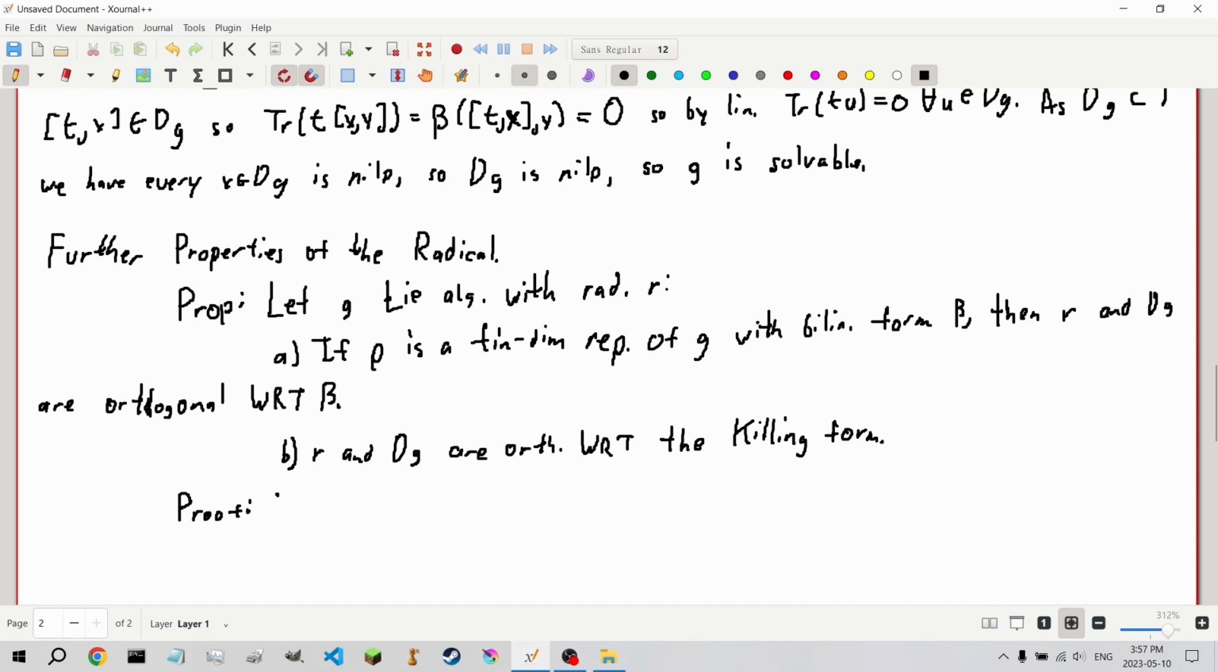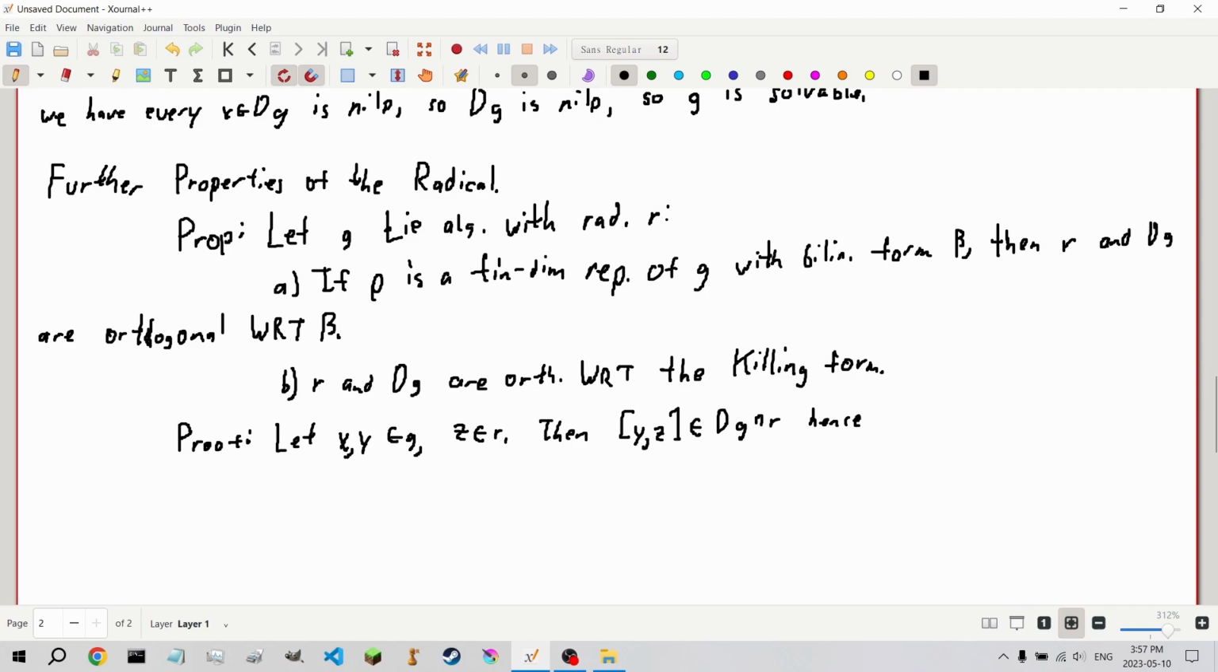Proof. Let x and y be in G, z in R. Then the bracket of y and z is in the intersection of G and R, hence beta of the bracket of x and y with z. We can freely move over that bracket, and then by our first theorem of the solvable, whatever we're dealing with here, which is solvable, this is going to be 0. So that's A done.